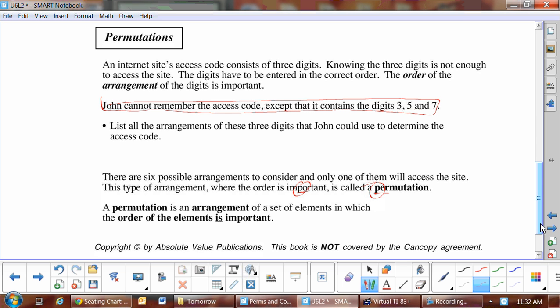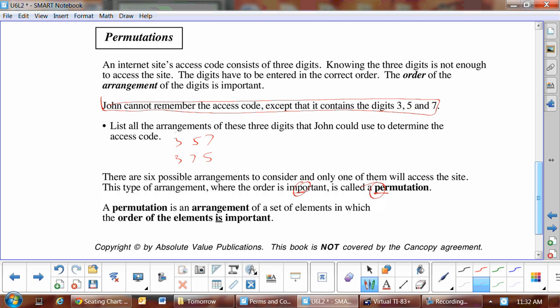Nine? Okay. Well, let's actually do it totally old school. Let's do them. Now that's not easy in itself, because how do you keep organized when you do these? So what I try to do is come up with a system. So maybe I'm going to start with all the ones that start with 3. So 3, 5, 7. The other one would be 3, 7, 5. Those are definitely 2 different codes.